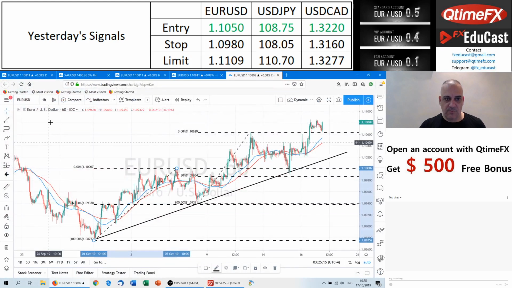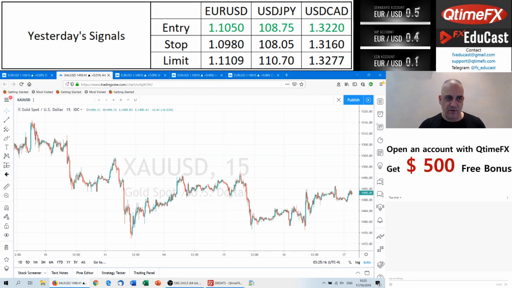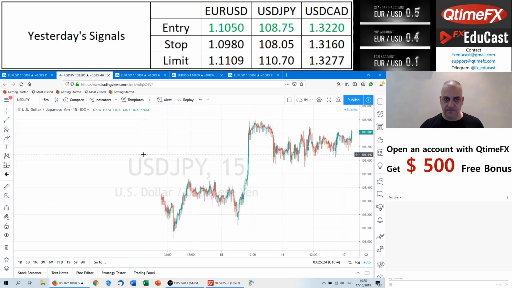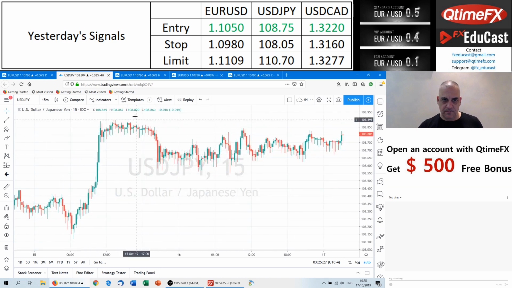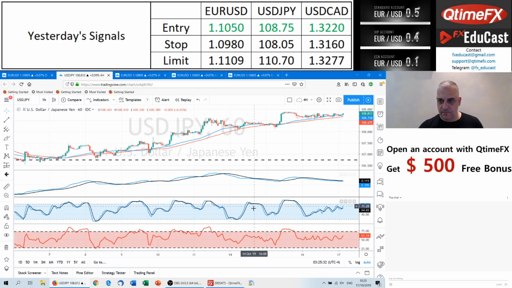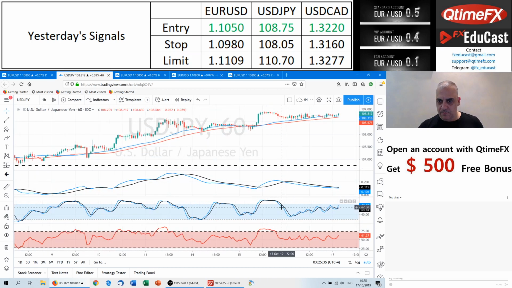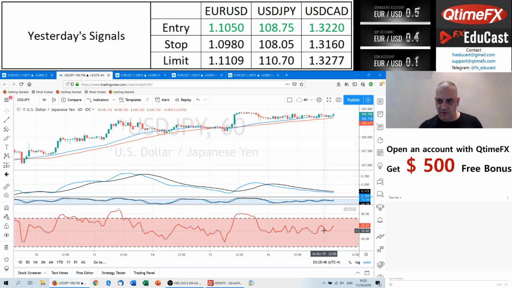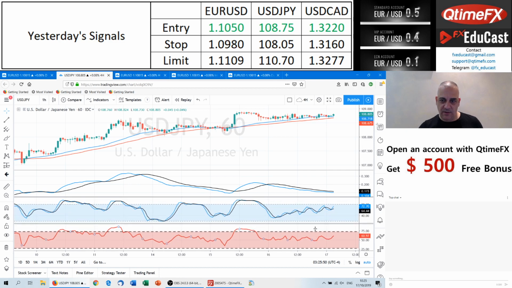I can also use my favorite analysis platform. And we can add indicators. The readings of these indicators are good. As you can see, the RSI is changing direction very close to the 50% level. This is usually a bullish sign.